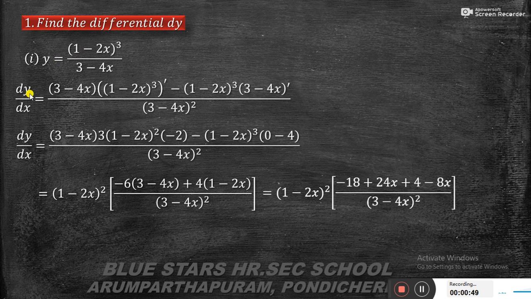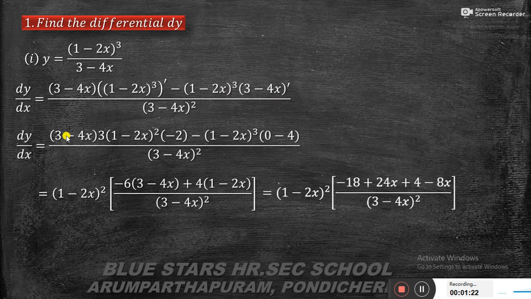Now I calculate dy by dx, differentiating with respect to x on both sides. So dy by dx equal to, there is a function u by v, so I apply the u by v formula. First I square the denominator, (3 minus 4x) whole square, and then differentiate the numerator: 3 into (1 minus 2x) whole cube dash, minus, next I write the numerator (1 minus 2x) whole cube, and differentiate the denominator (3 minus 4x) whole dash.